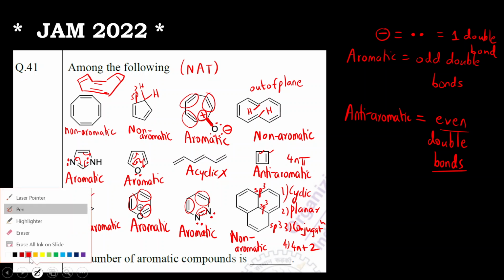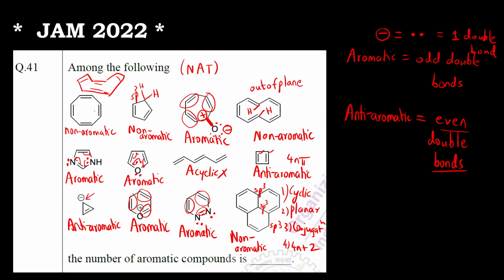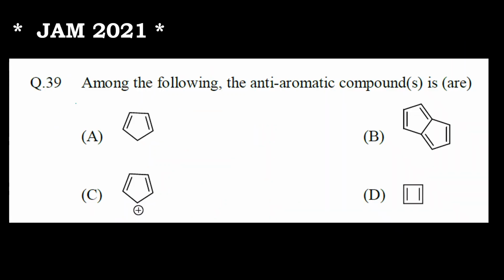Okay, so now let us count how many of them are aromatic. How many of them are aromatic? 1, 2, 3, 4, 5. Okay, so 5 compounds are aromatic. So what is the correct answer here? You have to insert the number 5 like this. No decimals, nothing. Okay, now this was a question asked in 2021.